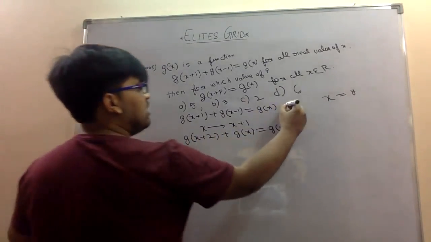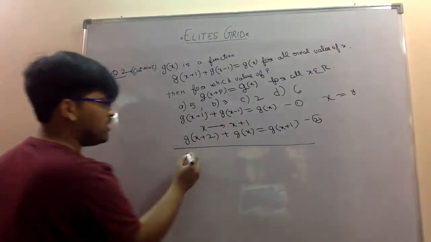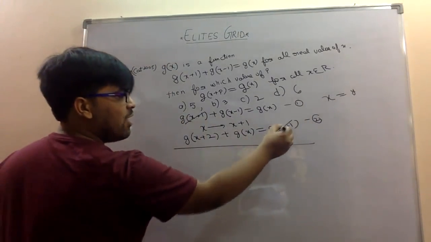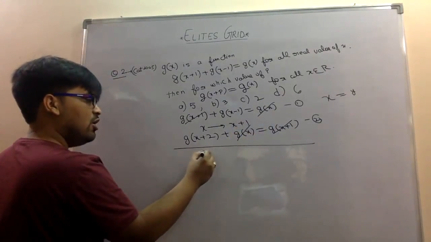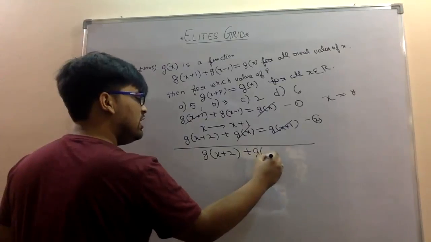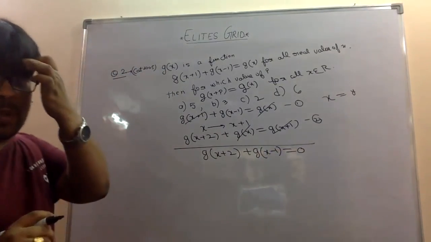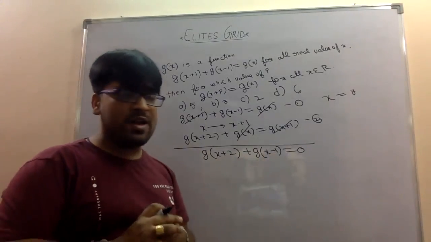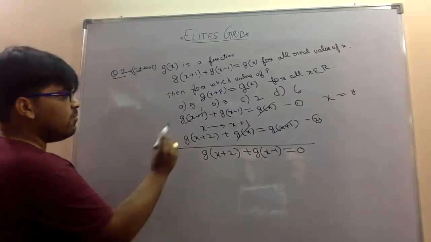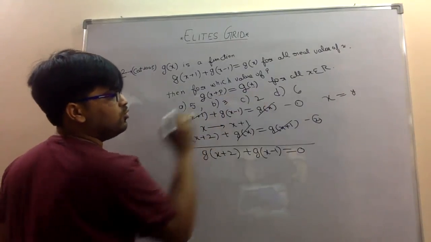Okay, this is your first equation, this is your second equation. If you will add these two equations, this will get cancelled out, this will get cancelled out. You will get g(x+2) + g(x-1) is equal to 0. Now if you look at your motto, you want to convert in form of g(x+p) is equal to g(x).